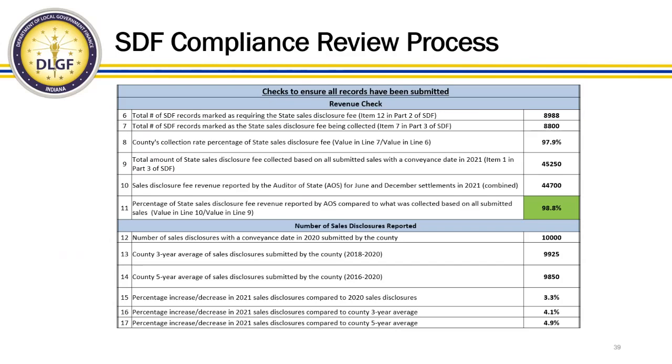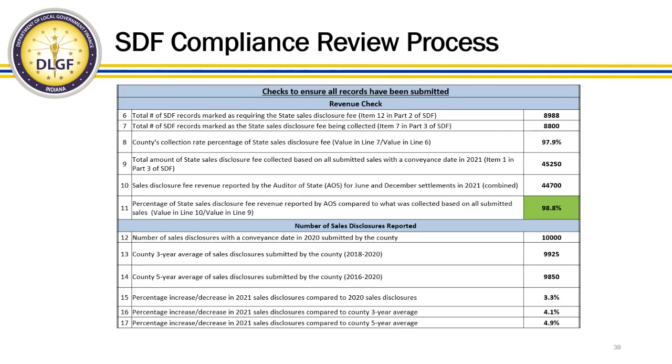disclosure records that are marked as requiring the state sales disclosure fee. This is item number 12 under the Part 2 County Assessor section of the form. And then line 7 on the screenshot is the number of SDF records that are marked as the state sales disclosure fee being collected. That's going to be under the county auditor portion, which is Part 3 of the form. That's item number 7. So again, these are just straight counts coming directly from the data that you're uploading to the Gateway Sales site. And then line 8 here is a simple percentage calculation.